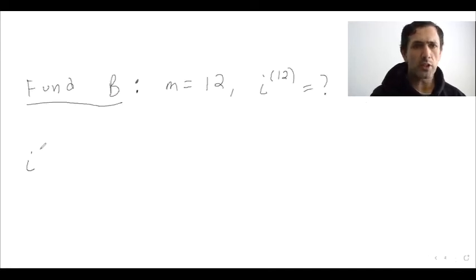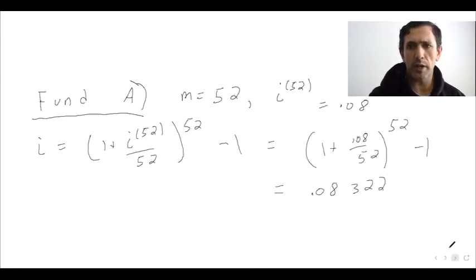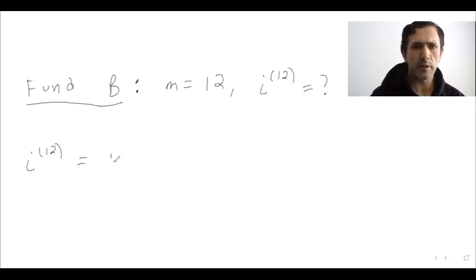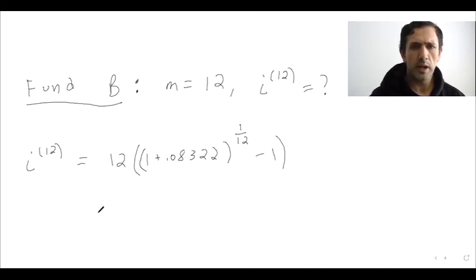Well, we just plug in for I equals 0.08322. Okay, so that means I-12 is going to be 12, plug and chug, 1 plus I, 0.08322, to the 1 over 12, minus 1, and that gives me 0.0802.